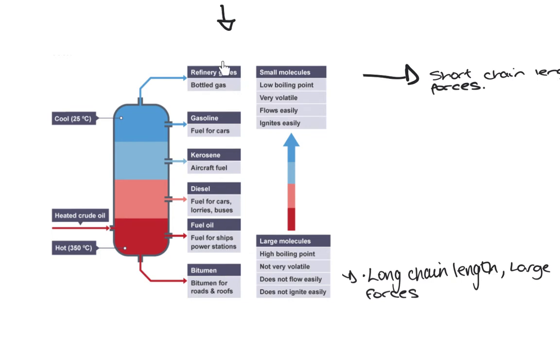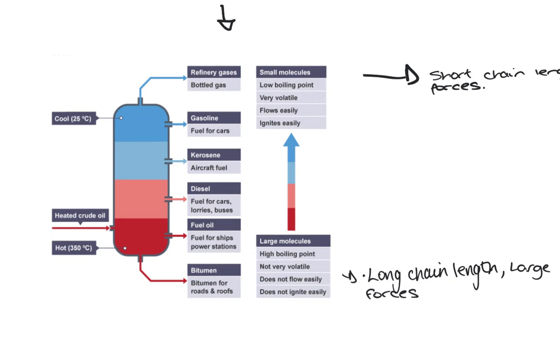Now, where they are collected in the tower, whether they're collected down the bottom where it's very warm or at the top where it's far cooler, is entirely down to their boiling point. And their boiling point relates to the size of the chains. So there's some detail here about them. The fractions that we find down the bottom are the ones with the largest chain length. Now, when we refer to chain length, we're talking about the number of carbons in that chain.